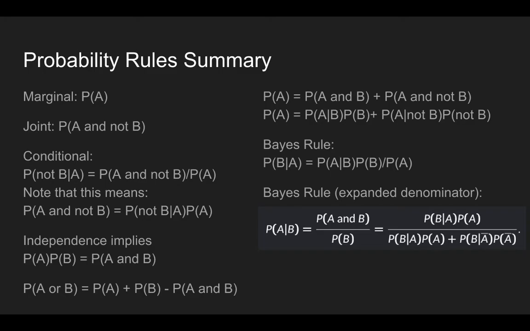Why might that be important? Where do we often see multiplication of conditionals and marginals? This right here: the numerator of Bayes' rule. Not only that, it shows up twice in the denominator of Bayes' rule.